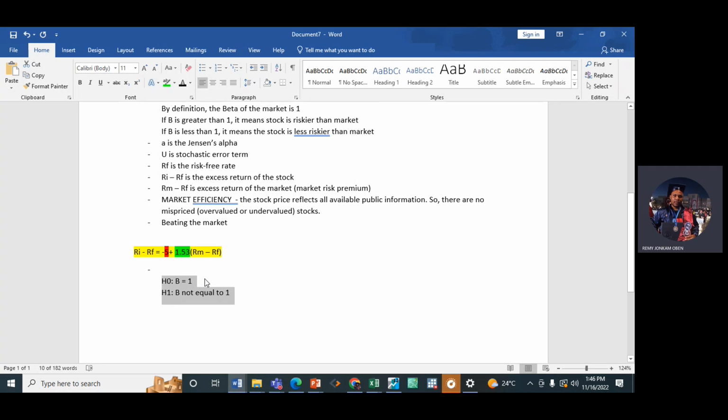If it is statistically insignificant, which means it is not statistically different from 1, then we don't even need to check this mathematical value.